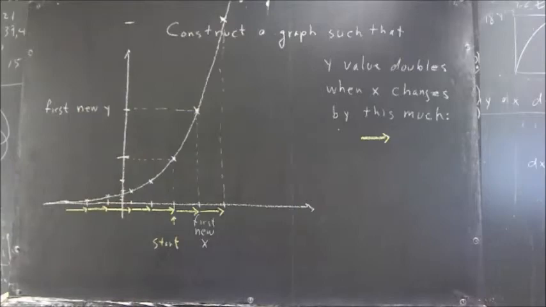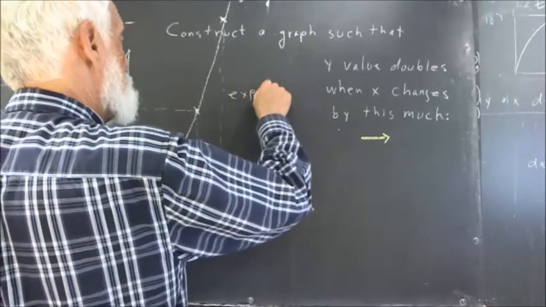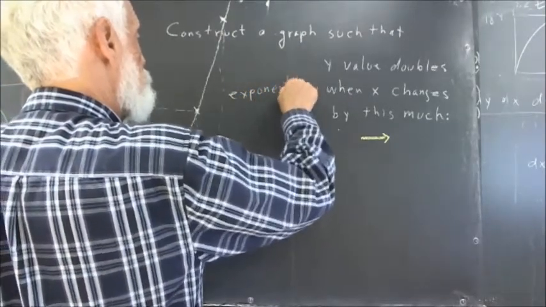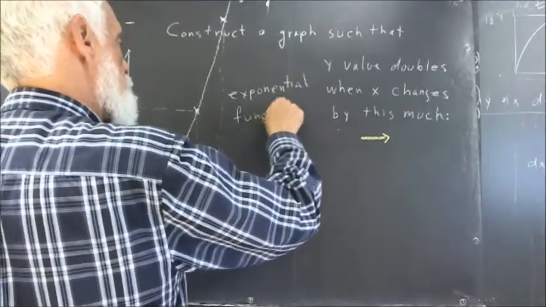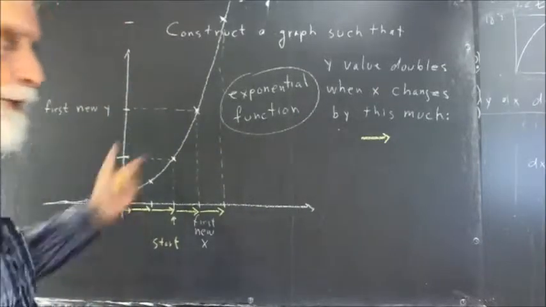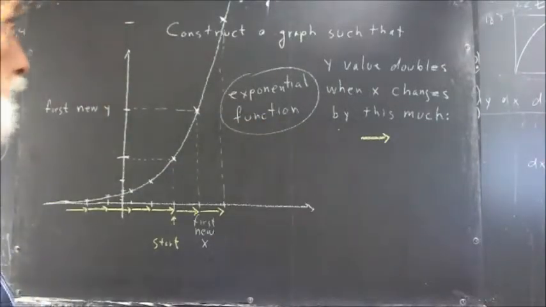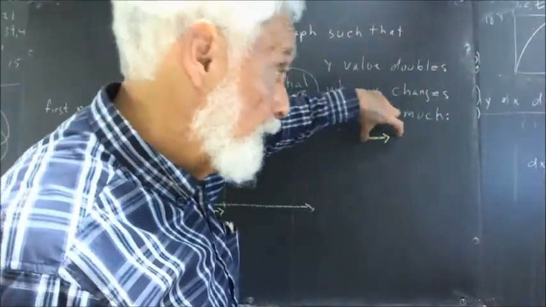Okay, now this kind of a function has a name. This is an exponential function. And this is a property of an exponential function. One way to express the property is that the y value doubles whenever x changes by some fixed amount.